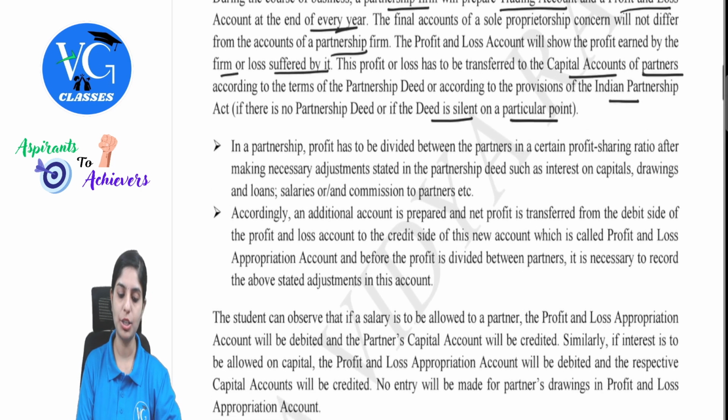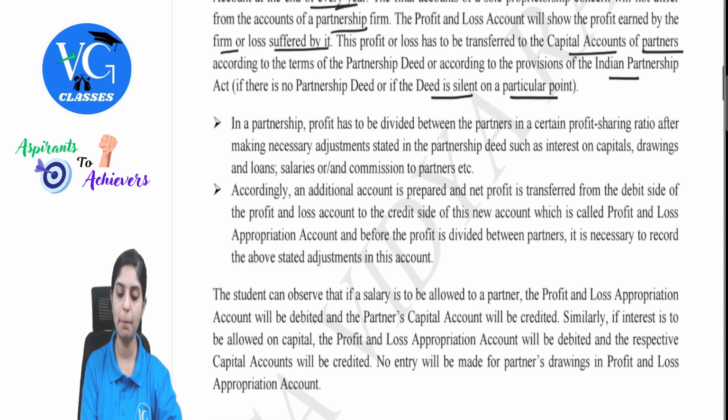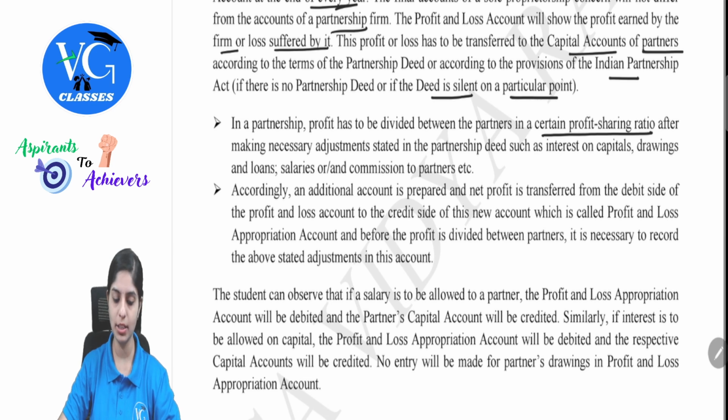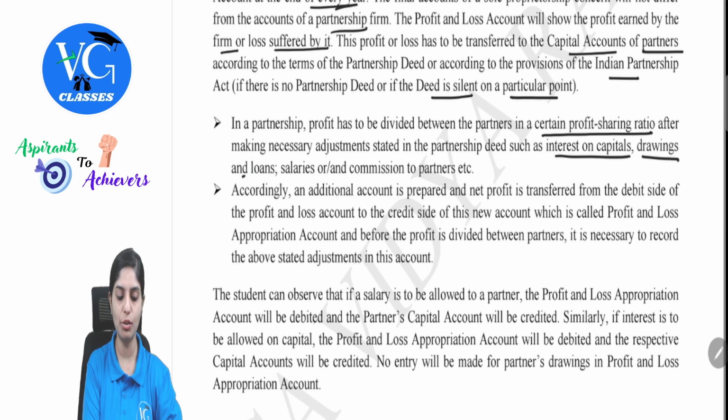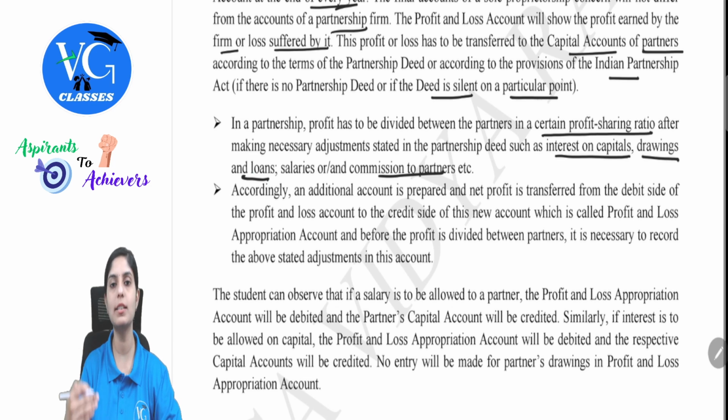Yes. In a partnership, profit has to be divided between the partners in a certain profit sharing ratio after making necessary adjustments stated in the partnership deed, such as with respect to interest on capital, interest on drawings, interest on loans, and if there is any salary or commission to partners, etc. These are some impacts of arrangements which we see between partners and the partnership firm. Accordingly, an additional account is prepared and net profit is transferred from the debit side of the P&L account to the credit side of this new account.